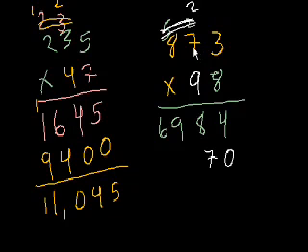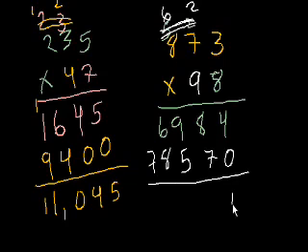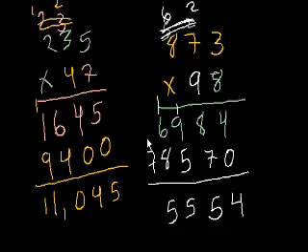9 times 7 is 63. Plus the 2 that we just carried is 65. Carry the 6. 9 times 8 is 72. Plus the 6 we just carried, that's 78. And now we just add again. 8 plus 7 is 15. 1 plus 9 plus 5 is 15. 1 plus 6 plus 8 is also 15. And 1 plus 7, that's 8. So the answer, hopefully, I don't have a calculator in front of me, is 85,554, assuming I didn't make any careless mistakes.